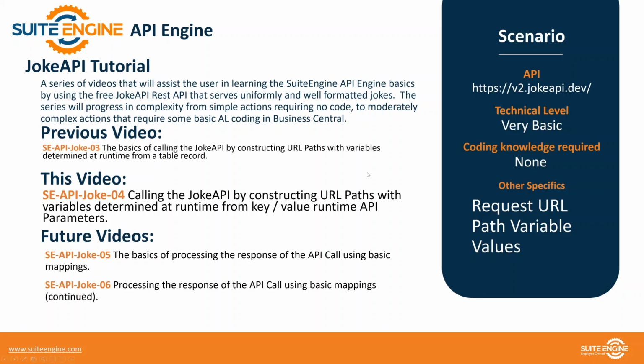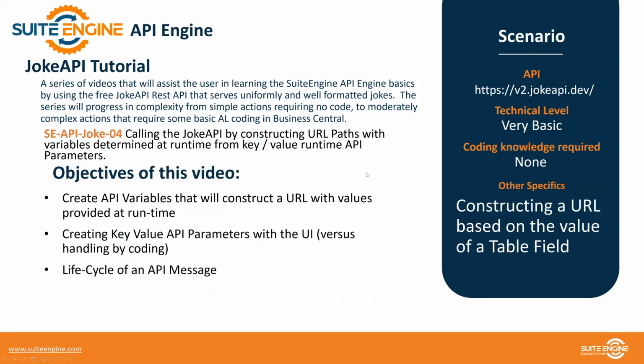So let's go to the next slide. And so what are our objectives for our fourth video? Again, we're constructing API variables, essentially the URL parameters that we're sending to the API call, with values that were provided at runtime. And we talked about the concept of API parameters in our last video.